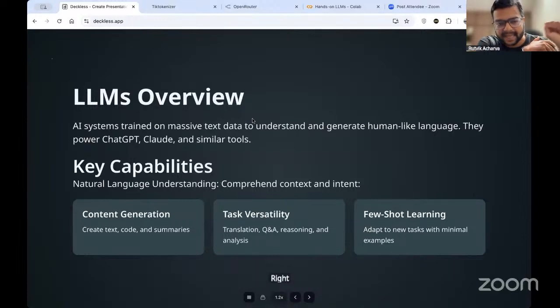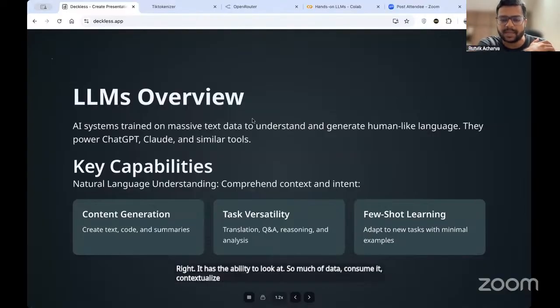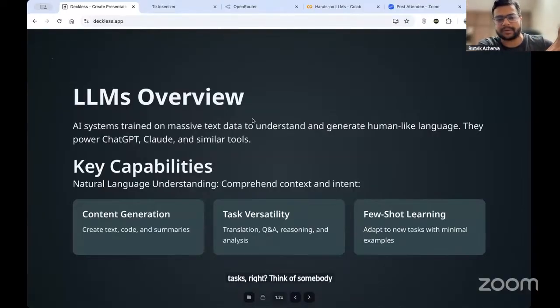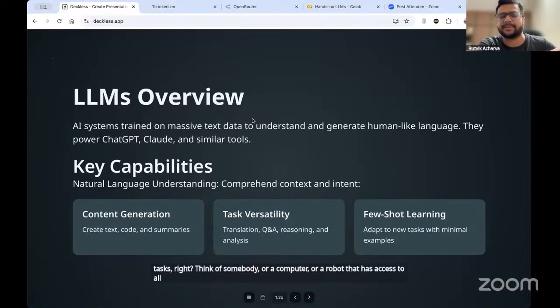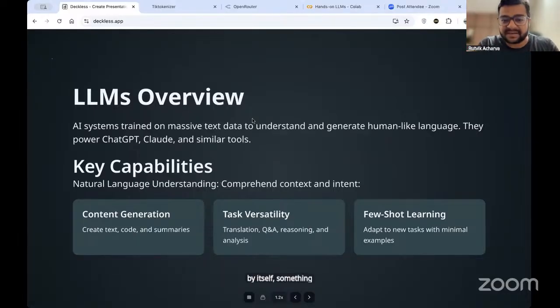It has the ability to look at so much of data, consume it, contextualize it, but also be able to follow tasks, right? Think of somebody or a computer or a robot that has access to all the information, but it is able to do what we are asking it to do, which is by itself something that is extremely useful. Okay. Again, novelty versus what is out there and it has learned. Novelty almost zero, but things that are out there, right? It is about how well large language models can use them.